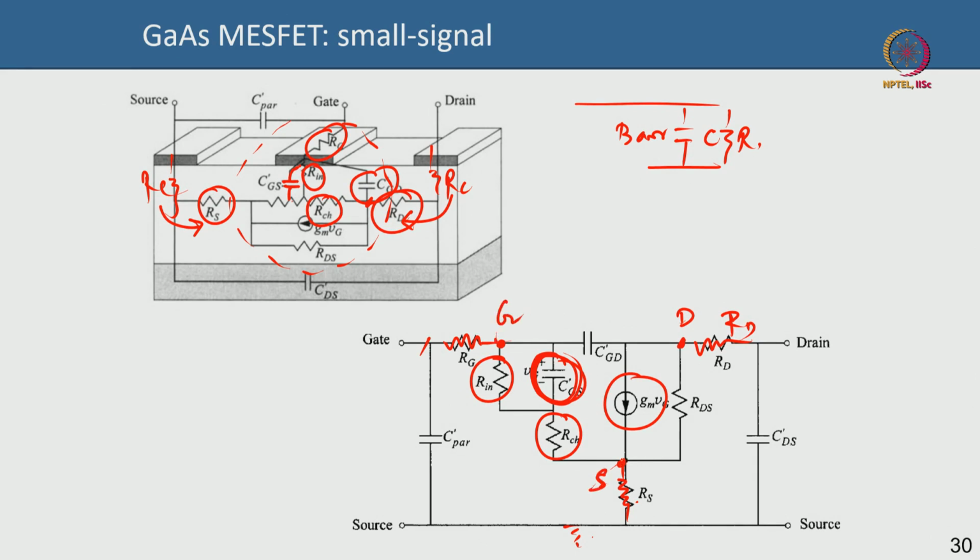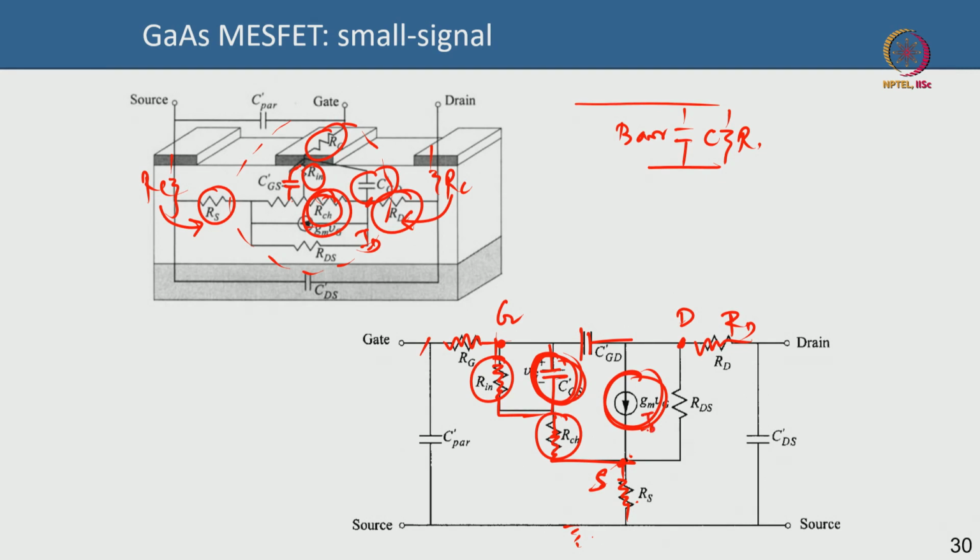Between the source and the gate you have the CGS, and between the gate and the drain you have CGD, which is the gate drain capacitance. Of course, parallel to CGS is your input resistance, which is here, and in series with them is the channel resistance, correct. And GM VGS is actually the drain current that is flowing, okay. So, GM times VGS, which is the transconductance times the input voltage, is your output current.